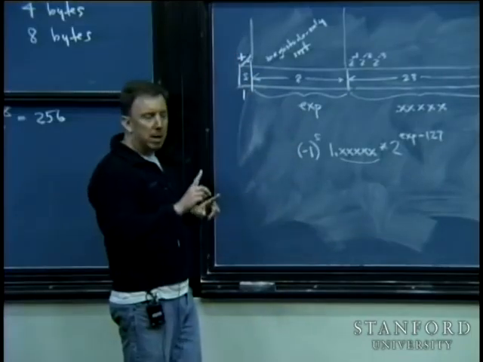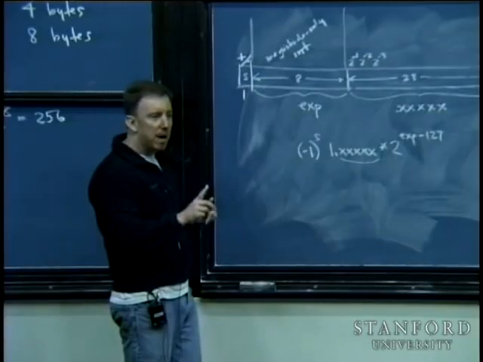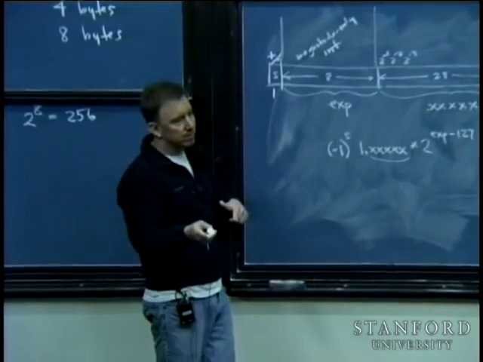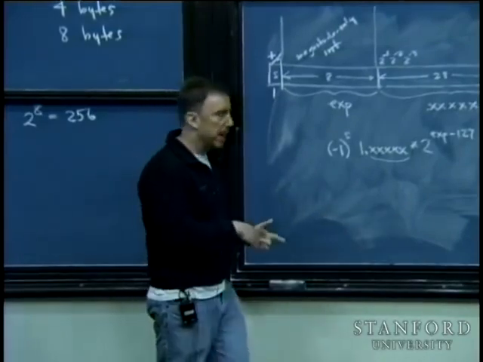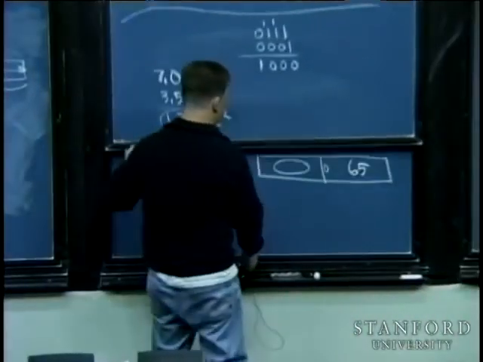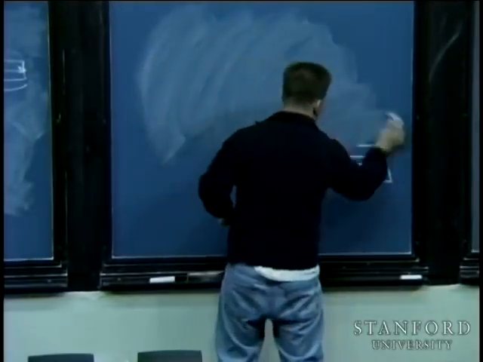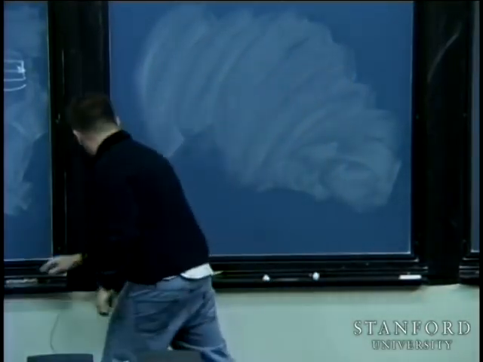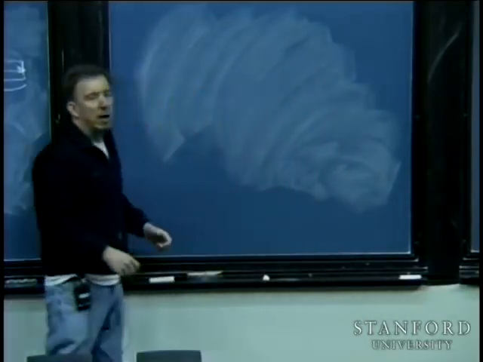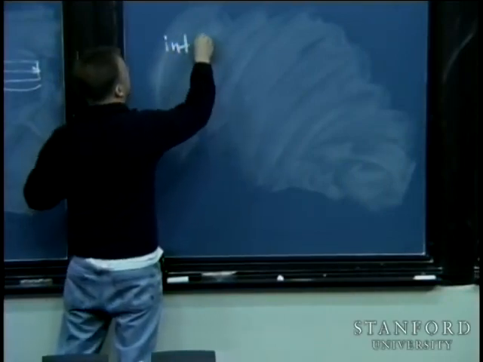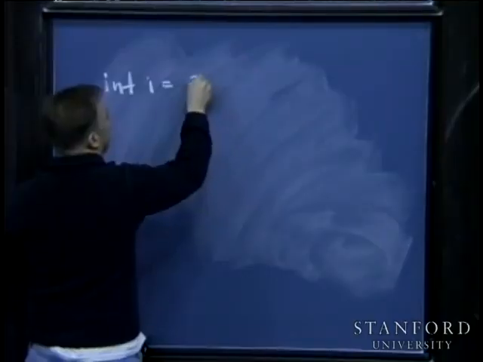Okay? Let me take the last 10 minutes and talk about what happens when you assign an integer to a float, or a float to an integer. Okay? I'm going to get a little crazy on you with the code I write, but you'll be able to take it. I have this int i is equal to 35.